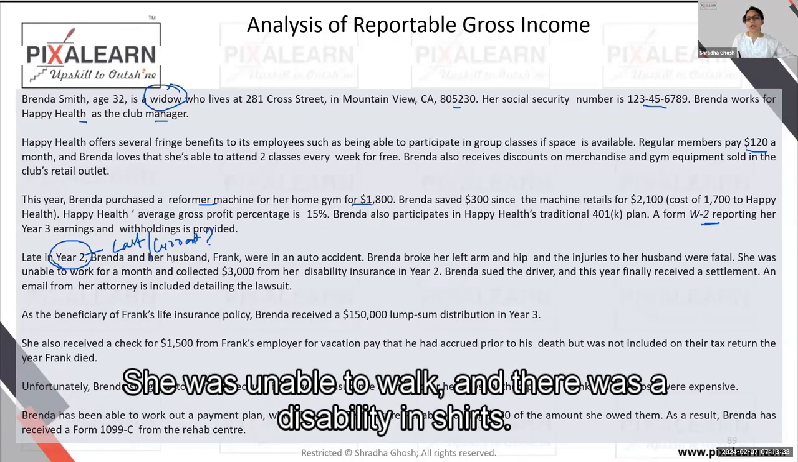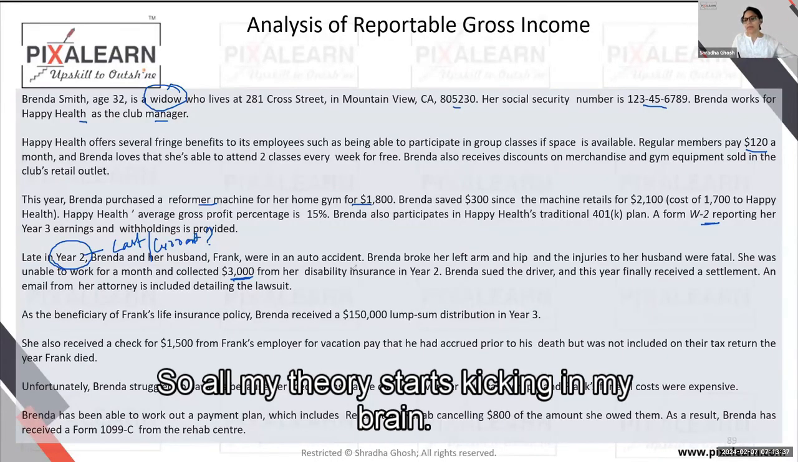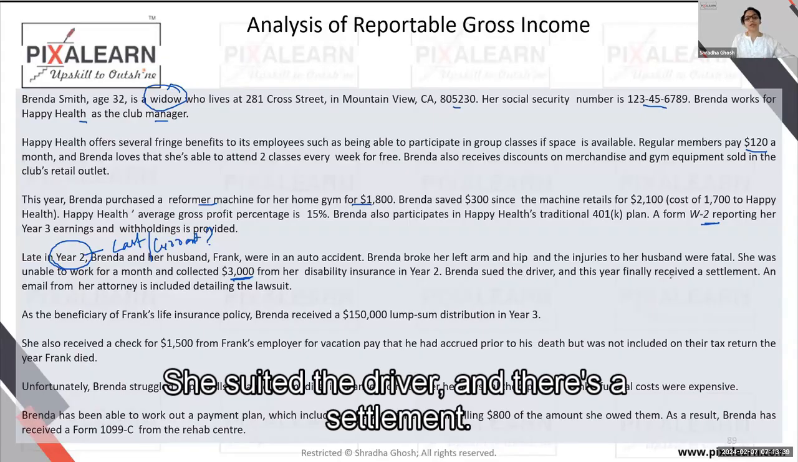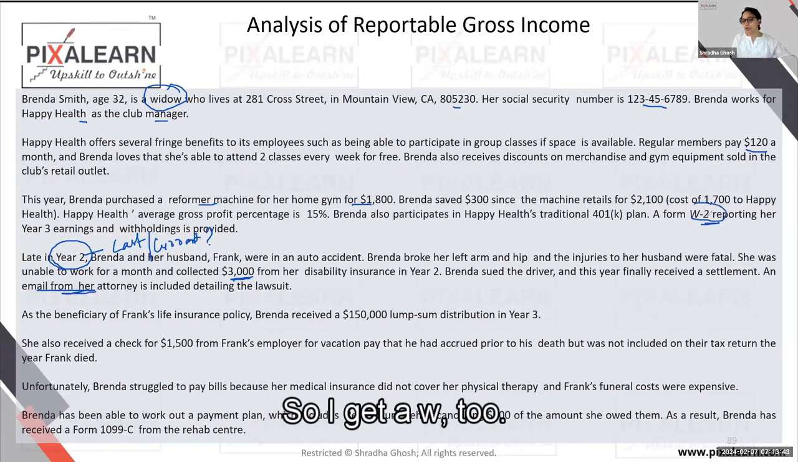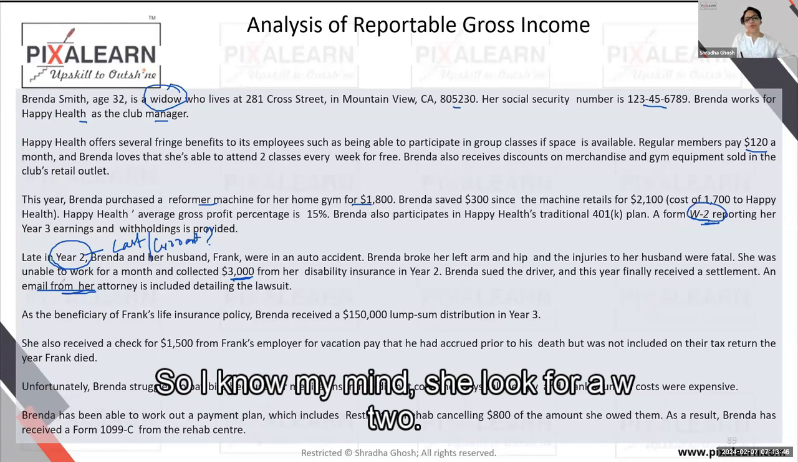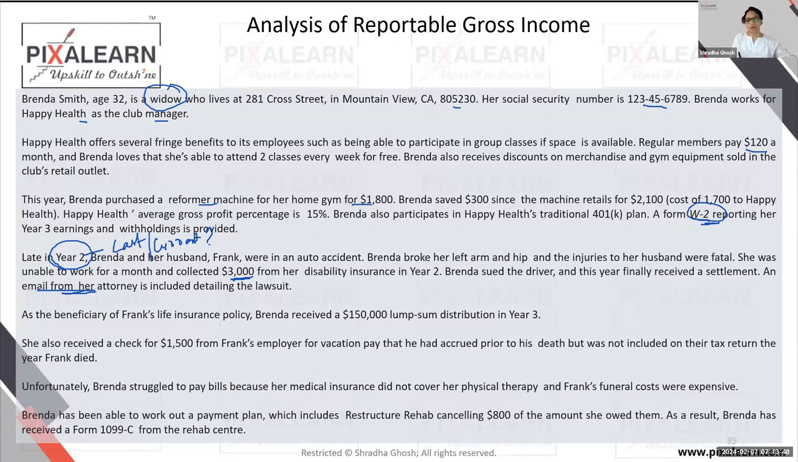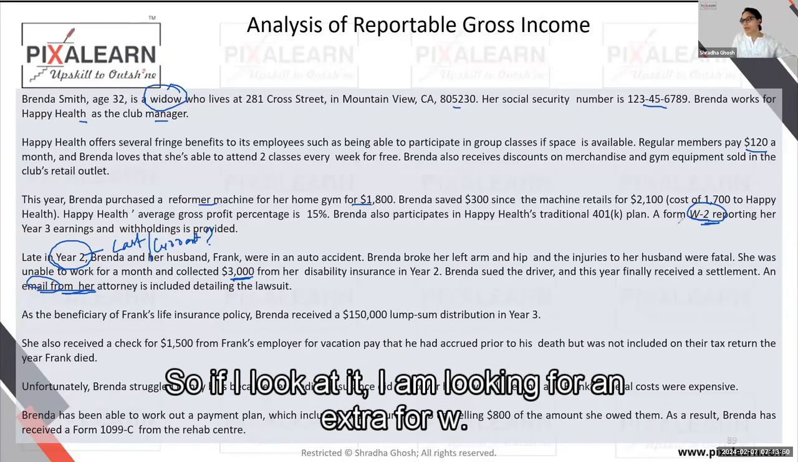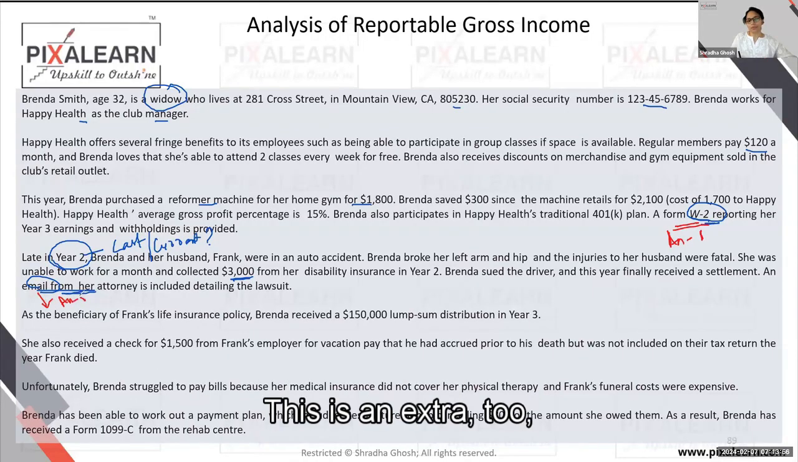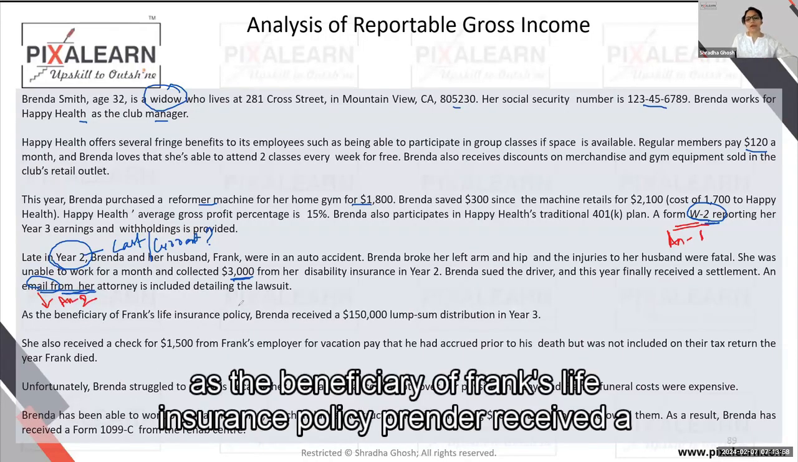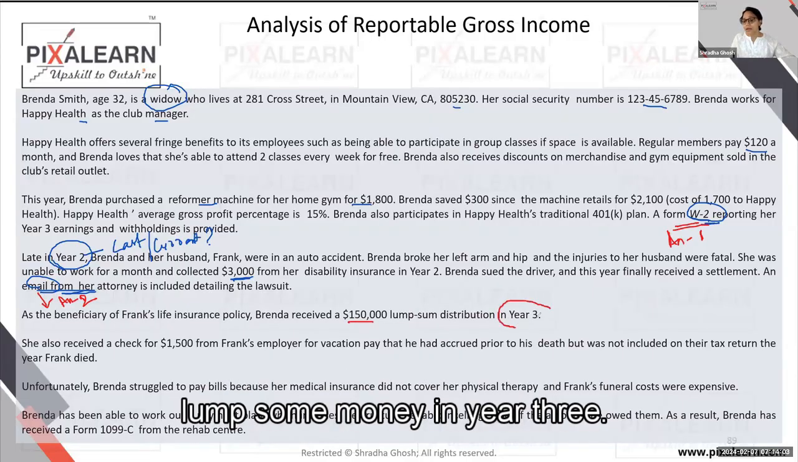She was unable to work, and there was a disability insurance. Okay, so all my theory starts kicking in my brain. She sued the driver, and there's a settlement. Email has been provided. So I get a W2. So I know my mind should look for a W2. I also know that I should look for an email. So if I look at it, I am looking for an annexure for W2. So this is annexure 1. I'm looking for an email for attorney. This is annexure 2. As the beneficiary of Frank's life insurance policy, Brenda received a lump sum money in year 3.